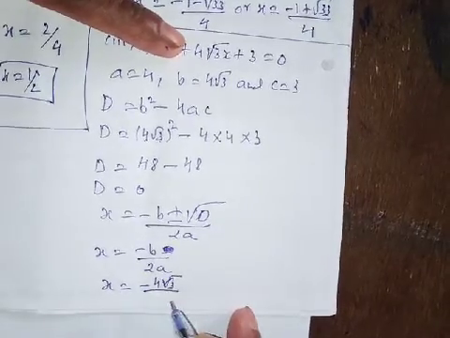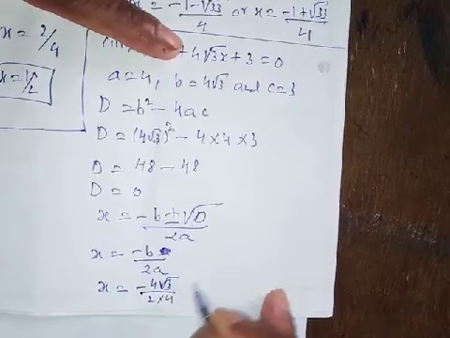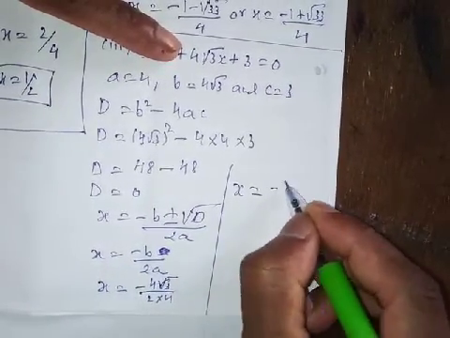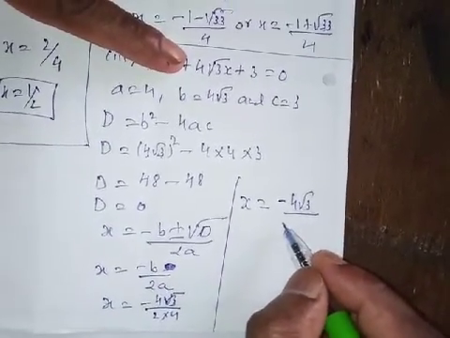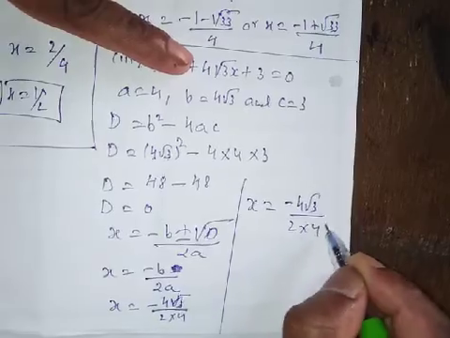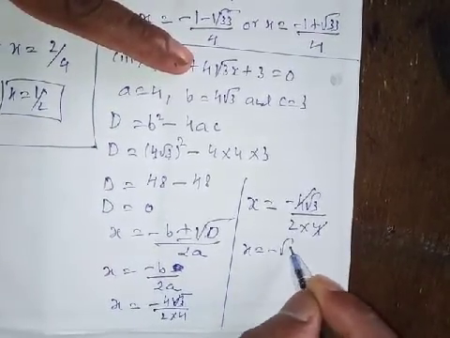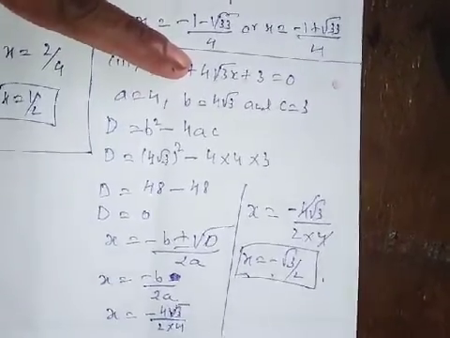4 root 3 upon a. So 2 into 4. So what you get as x is equal to minus 4 root 3 upon 4 into 4. So this 4 and 4 can be cancelled out. So x is equal to minus root 3 by 2. Both roots will be the same. Now the fourth question.